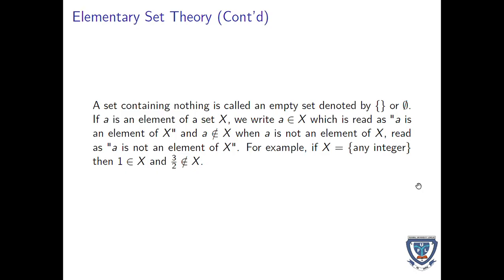Now, if a is an element of a set A, we write a with the notation that looks like an E turned in the reverse direction, and it reads as a is an element of A. And if a is not an element of A, it is also written with a notation. Let's look at a very simple example. If I have a set of integers, everybody knows that 1 is an element of the integers, but 3/2 is not an integer. So this is how we denote them.